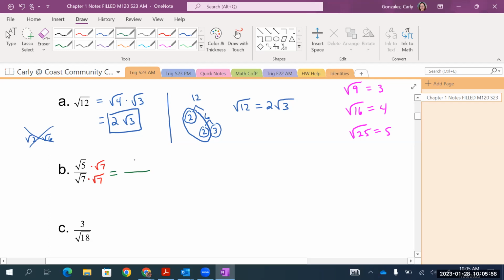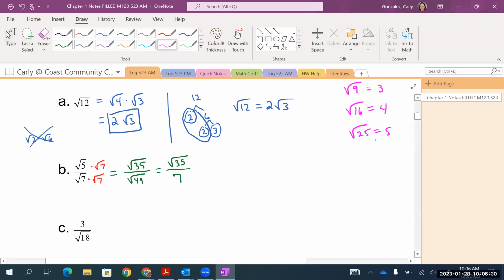On the top, square root of 5 times square root of 7, we get square root of 35. So it is acceptable to multiply two square roots, even if the numbers are not the same. Now we get square root of 7 times square root of 7. Well, that's square root of 49. But what is the square root of 49? It's regular 7, because 7 times 7 is 49.